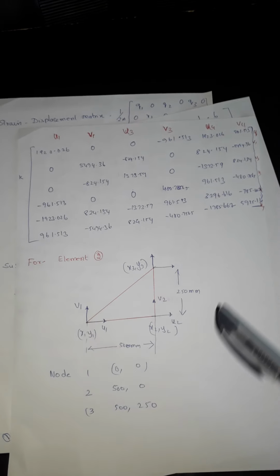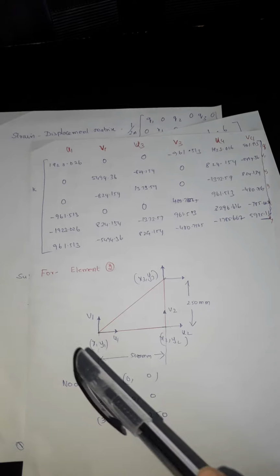This must be noted here. So according to the diagram, 1, 2, 3. So here u1, v1, u2, v2. This should come in the stiffness matrix. So this is the coordinate I have generated, keeping this as the origin. I generated the coordinates.